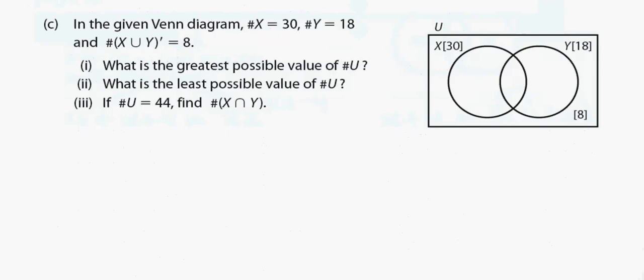And the next question is, in the given Venn diagram, x equals 30, y equals 18, and everything outside of x union y, the complement, is 8. What's the greatest possible value of u? So let's figure this out right now. We're going to experiment with 2 different Venn diagrams. I'm going to draw an identical Venn diagram just underneath in 1 second.